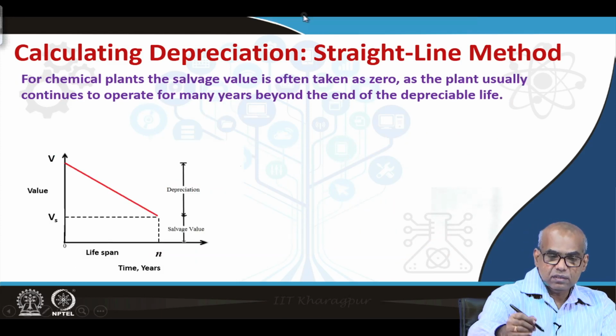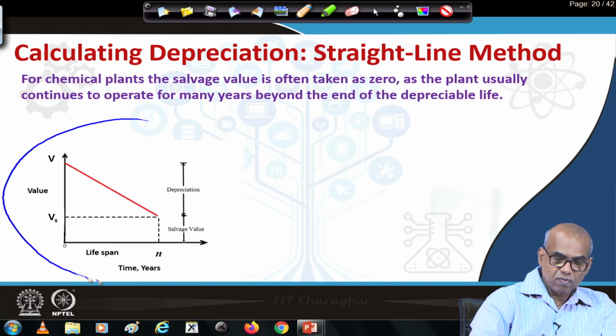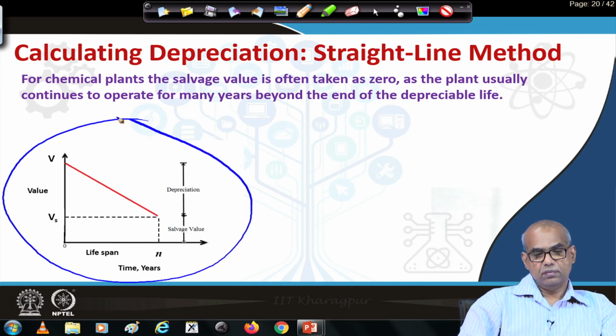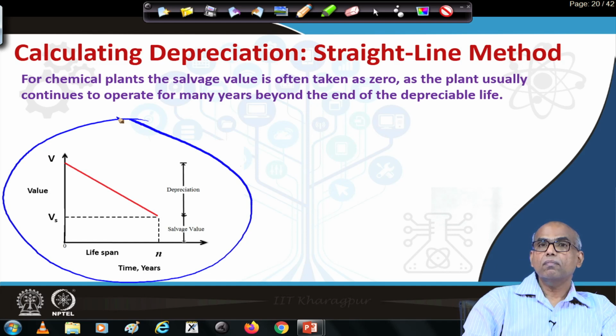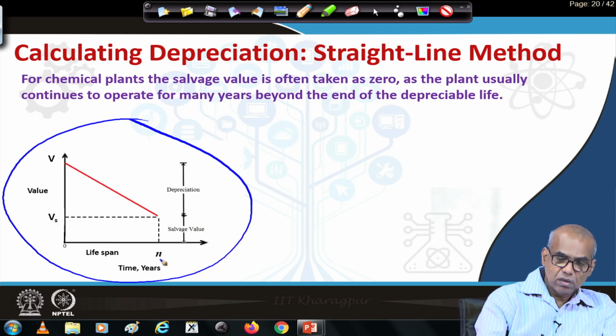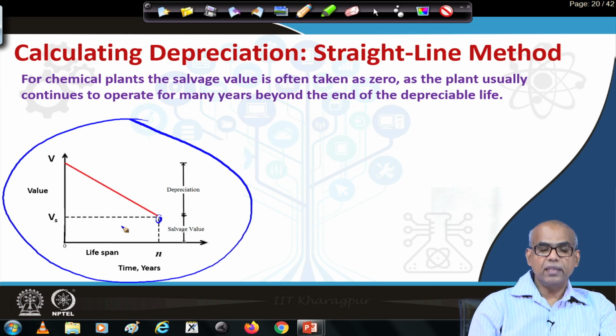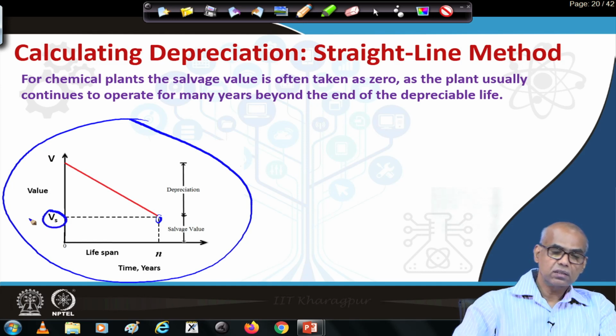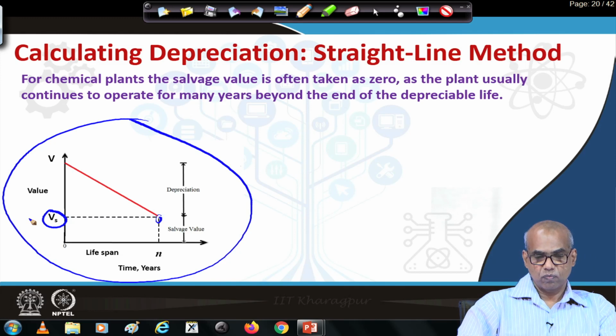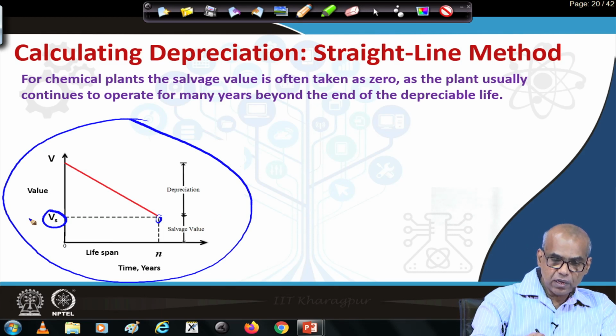So, pictorially it will look like this. The value decreases with time, and if N is the useful lifespan, then at the end of N you have the salvage value for the asset, which is Vs. If the salvage value is 0, then Vs will be 0, or the value will come down to 0. So, when you have a salvage value, the depreciation that you get is this much.